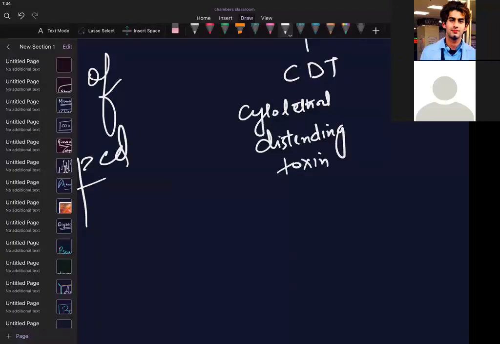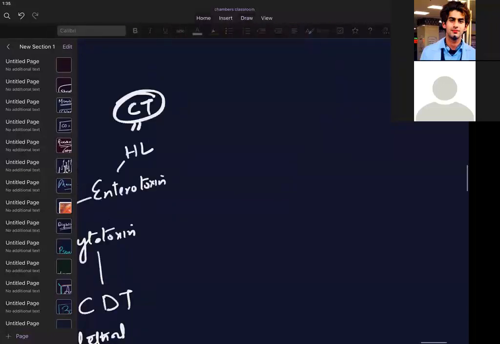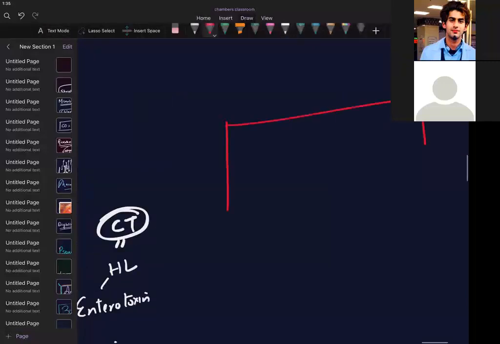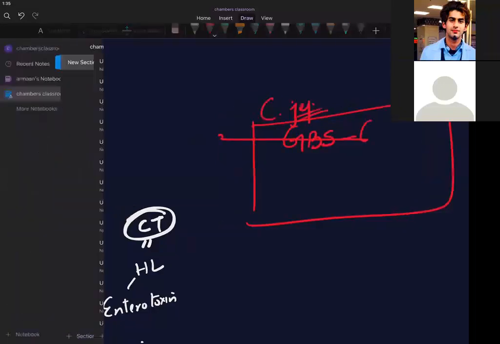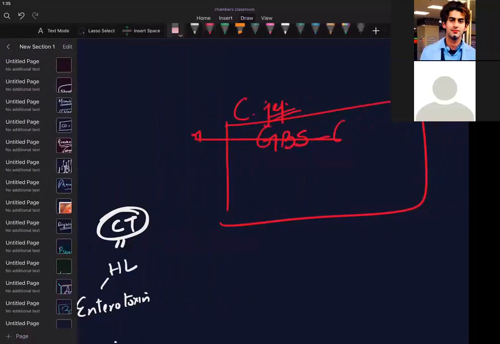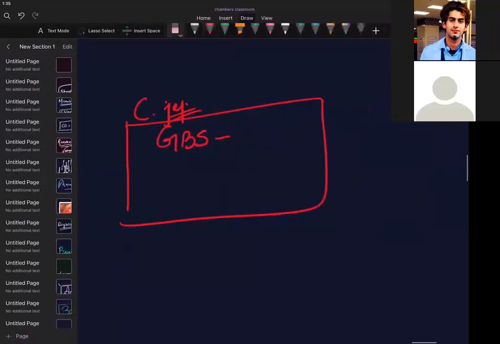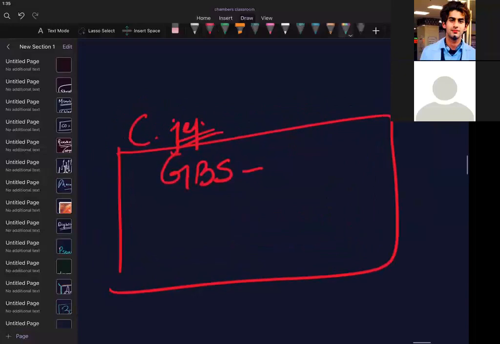There are two things you have to remember about this. What is the main thing you have to remember about Campylobacter? It can trigger two diseases. Please take a red pen and make a box. Remember, Campylobacter jejuni can trigger two diseases. GBS, Guillain-Barré syndrome, or you may pronounce it differently. Both ways are fine, no problem.